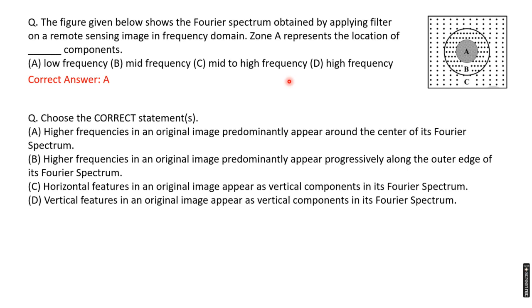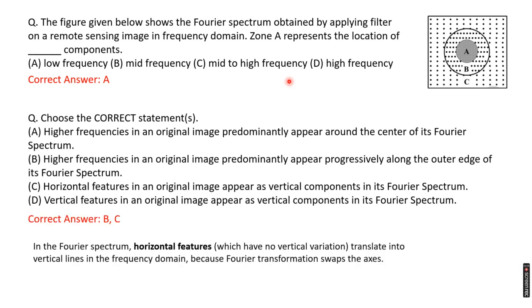C: horizontal features in an original image appear as vertical components. That is also true. So B and C are true. D: vertical features in an original image appear as vertical components. No, false. It swaps the axis, so the vertical part will become horizontal, and horizontal will become vertical. So option D is wrong. So only B and C is correct.